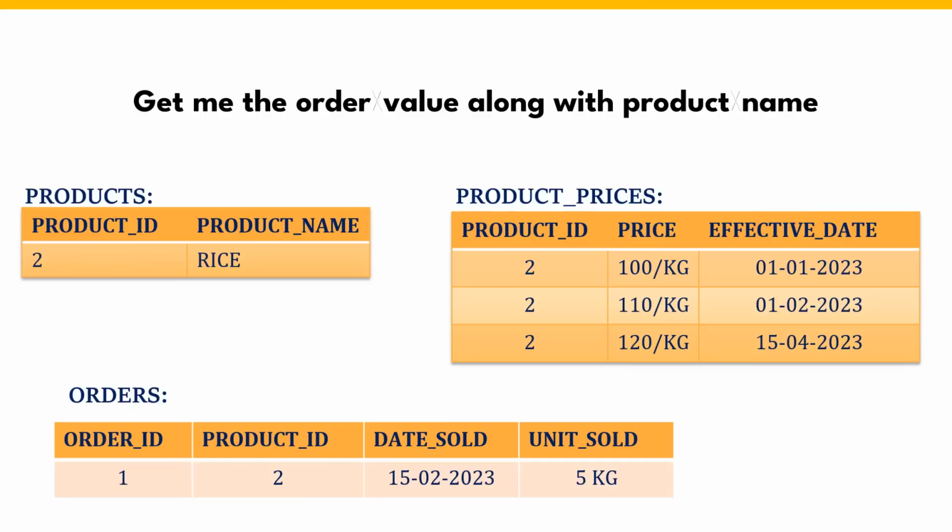If you want to get the product name, you have to join with products as well as with the orders table. And at the same time, if you want to get the price, then you have to join with product prices. So simply it is a three tables join. Now let's get into the three tables join. How can we do that?